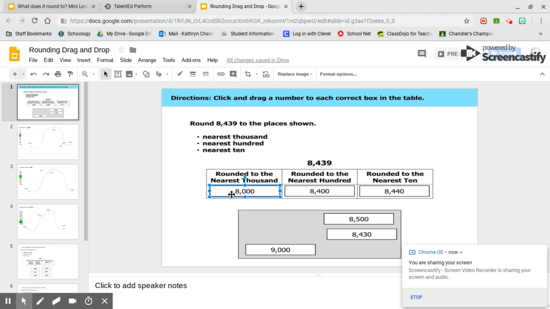8,439 rounds to 8,000 if you're rounding to the thousands. Rounds to 8,400 if you're rounding to the hundreds. Rounds to 8,440 if you're rounding to the nearest 10.